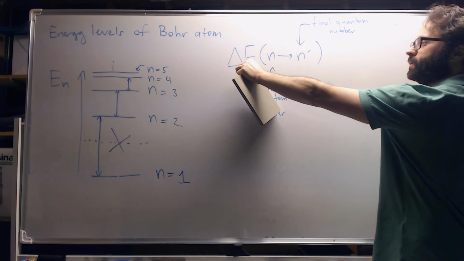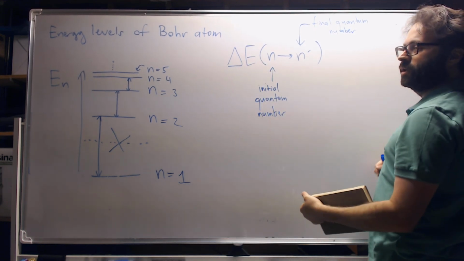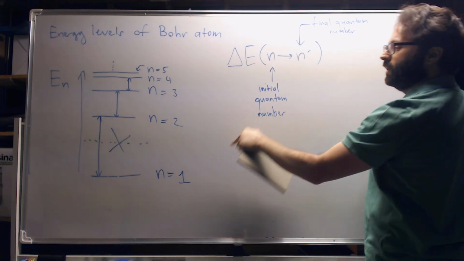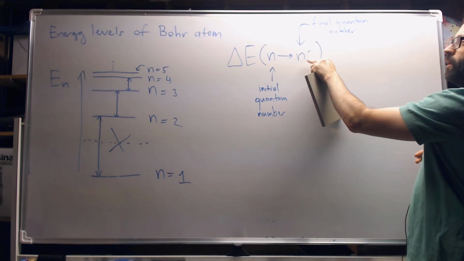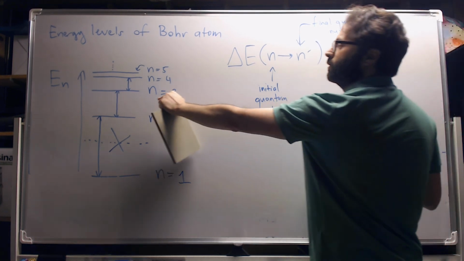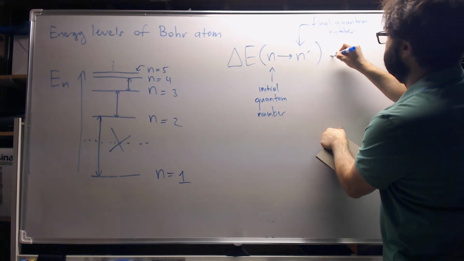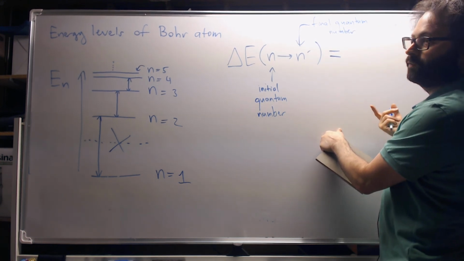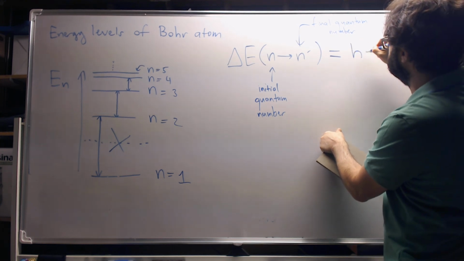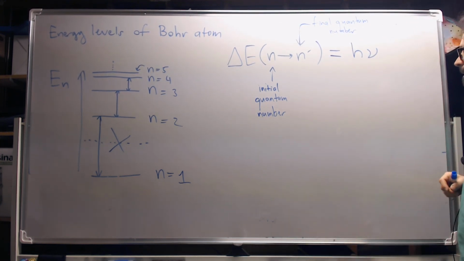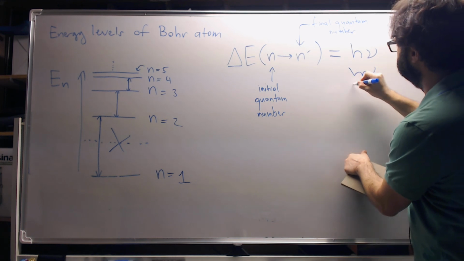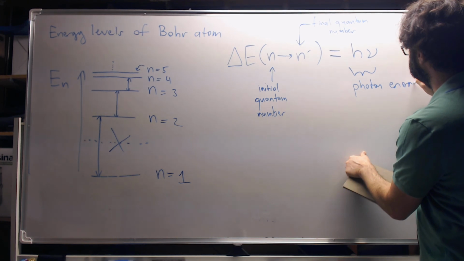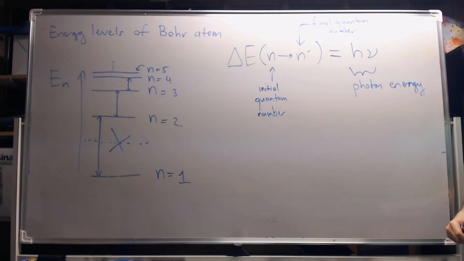This energy difference, that is to say, when the electron absorbs energy from somewhere and goes from this energy level labeled by n, for example, n equals 1, to some other energy level, n prime, for example, n equals 3. This energy difference, if this energy is supplied by virtue of light, must be exactly equal to the energy of the photon. Photon energy. This is nothing more than energy conservation.